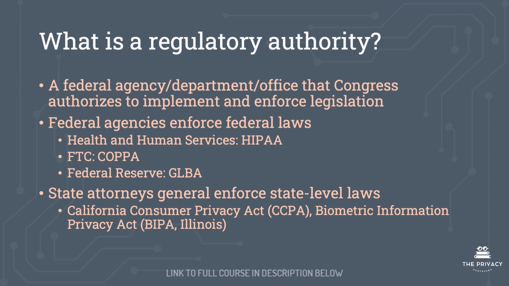The important takeaway here is that a regulatory authority, again, is a federal agency, department, or even a specific office that enforces legislation. Similarly, a state attorney general will enforce state-level laws. In California, for example, the California Attorney General is responsible for implementing and enforcing the California Consumer Privacy Act. And in Illinois, it would be the Illinois Attorney General that's responsible for enforcing Illinois' BIPA, or Biometric Information Privacy Act.